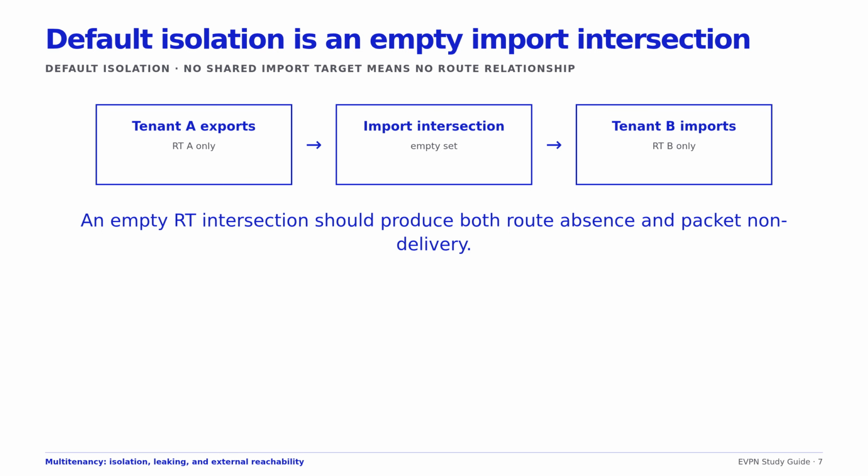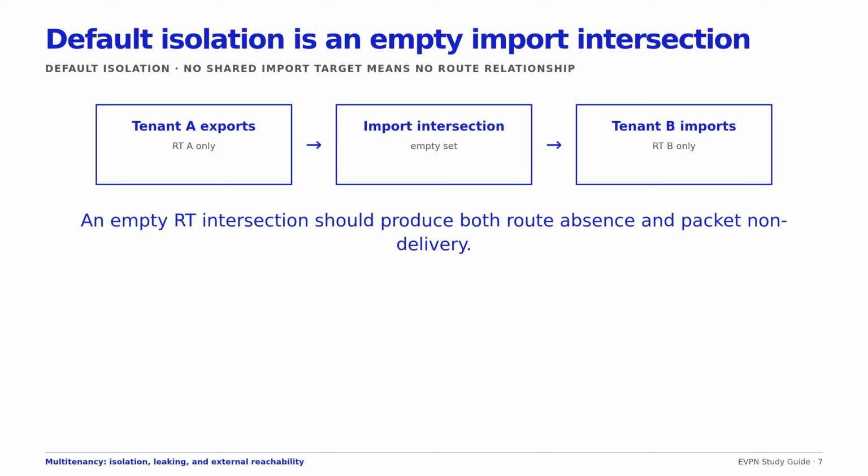Isolation is easiest to reason about when unrelated tenants share no import route target. A blue route carrying RT 65000:10 reaches the BGP process on every route reflector and leaf, but gold does not import it. This is an important distinction. Global EVPN visibility can coexist with local tenant isolation.